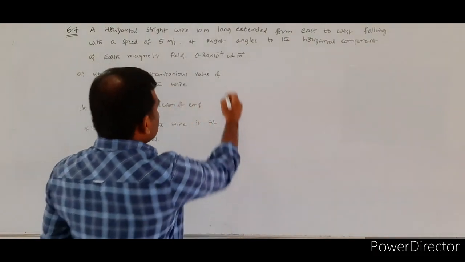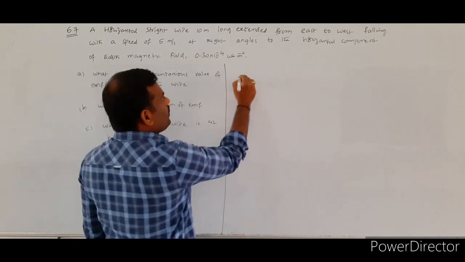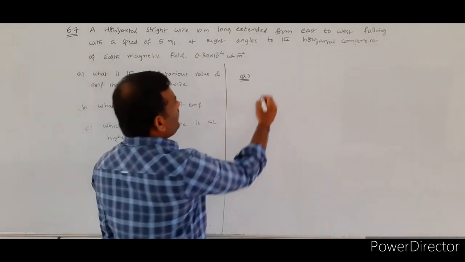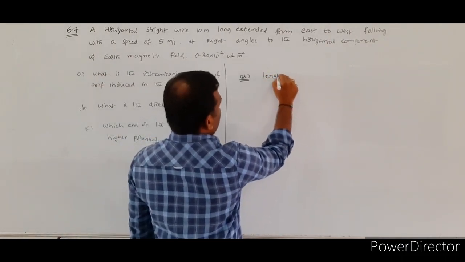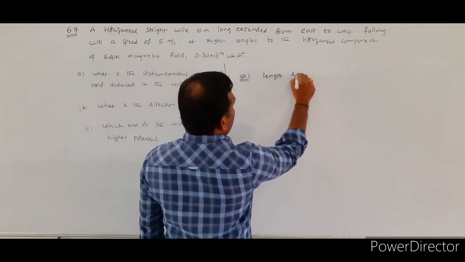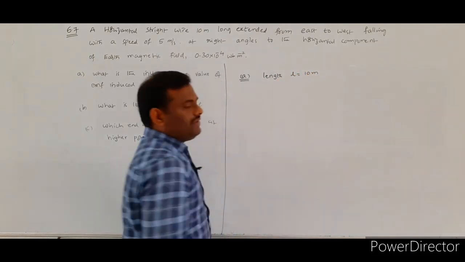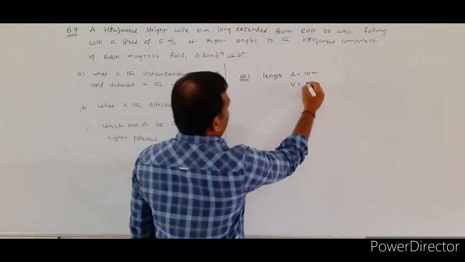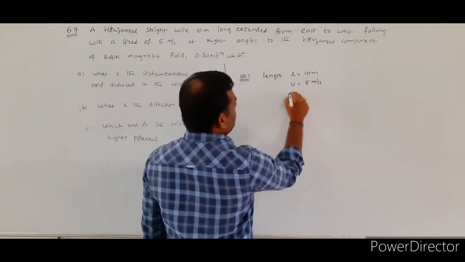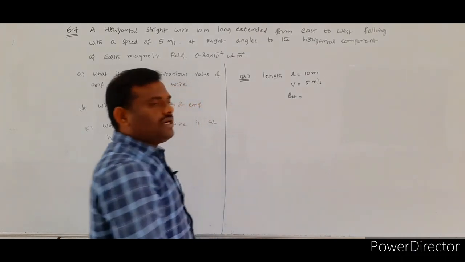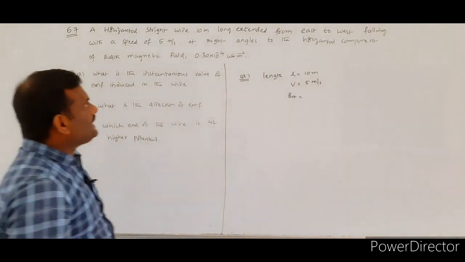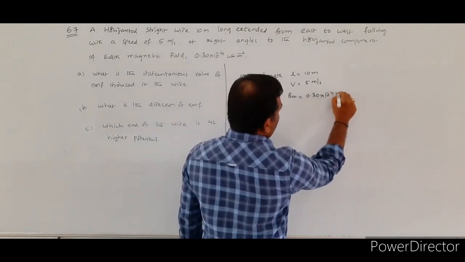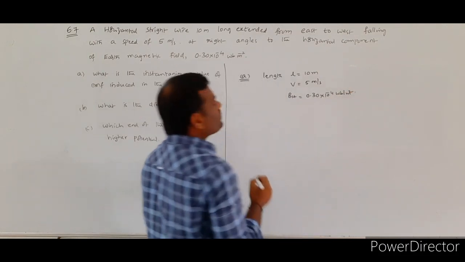So we will write the given data here. First we have to solve part A. To solve part A, first we will write the given data. The length of the rod, small l, is equal to 10 meters, the velocity magnitude is 5 meter per second, and the horizontal component of earth's magnetic field is 0.30 into 10 power minus 4 Weber per meter square.